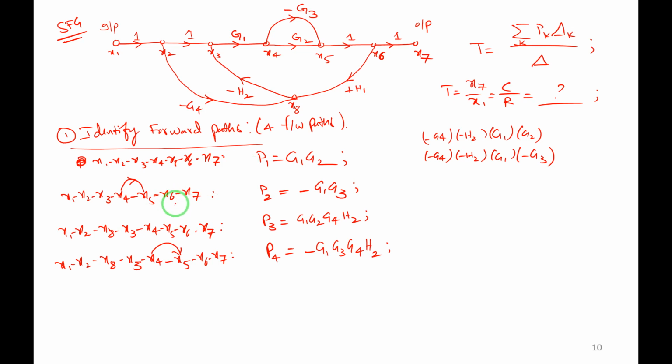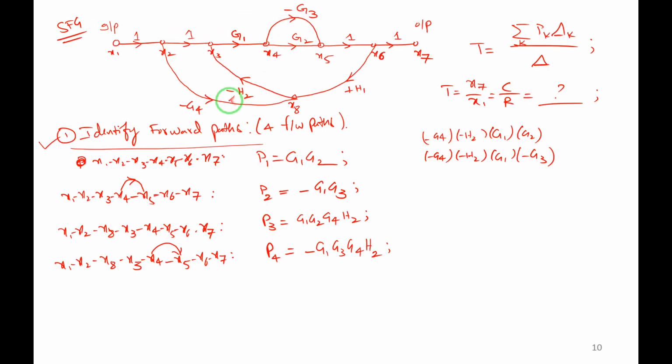Next, what is the second step after identifying the forward paths? Second step is identify the individual loops. Okay, we'll go for identifying individual loops. Yes, we'll see one by one. How many loops are there that we have to identify? 4 forward paths, fine. And next, individual loops. How many are there? We'll see.